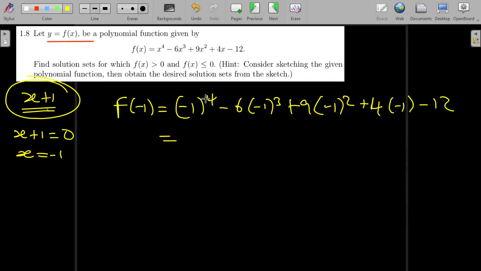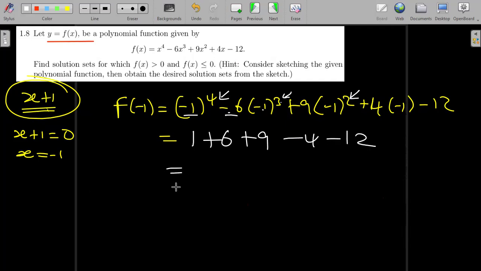So this will give me here, because the power is even, the answer will be positive. So if you have a negative number there, just look at the power. If the power is even, you're going to get a positive number. If it's odd, you're going to get a negative number. And then this will be minus 6 here, and this minus 1 to the power 3. 3 is odd, so I'm going to get minus 1 here. So minus 1 multiplied by this, I'm going to get plus 6. Here, the power is even, so I'm going to get positive, so it will be positive 9. And then here it's just minus 4, minus 12.